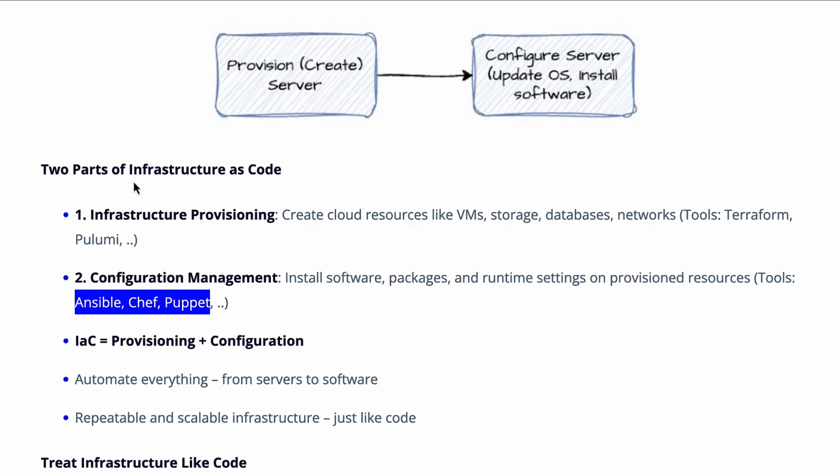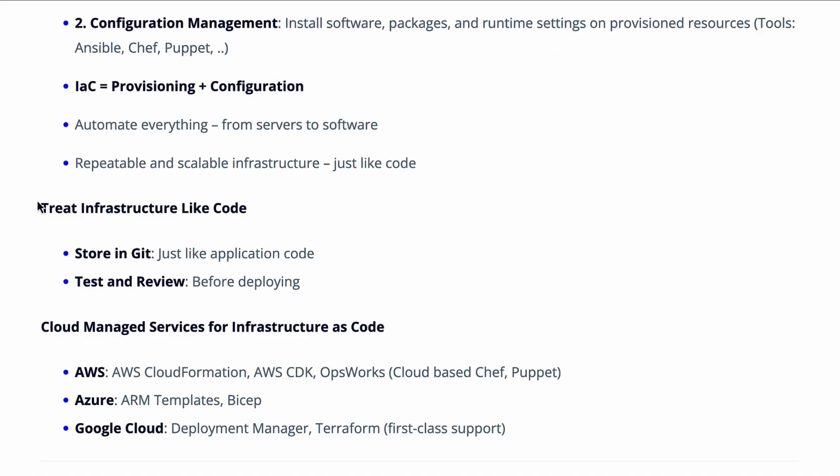So we are now talking about the two parts of infrastructure as code, which is infrastructure provisioning and configuration management. And both of these have to be automated. The goal of infrastructure as code is to treat infrastructure just like code. Version control it, store it in Git, just like application code, and make sure that you test and review the code before it's used for deployment.